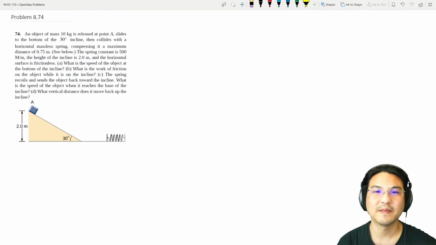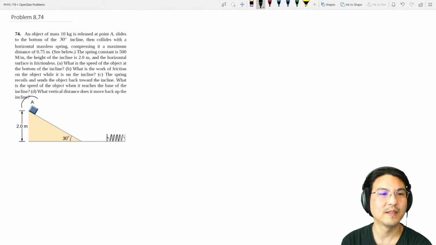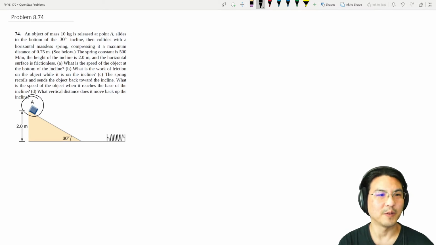Hey everybody, let's give this problem a try. It encompasses a lot of the topics from the past few chapters. So here we have some block released from rest, then it slides down this ramp, and the ramp has friction, and it goes and then bounces off the spring and then goes back up the ramp.